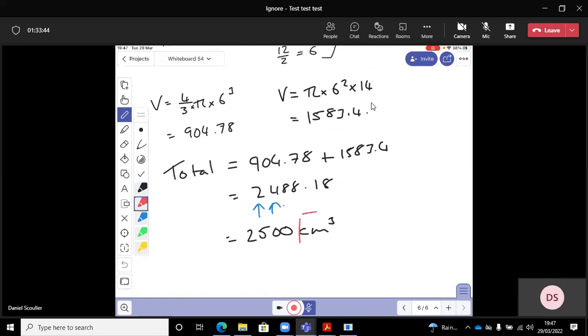Remember the units. Volume is going to be cubed. Millimeters. Okay. Length, millimeter. Area, millimeter squared. Volume, millimeter cubed.